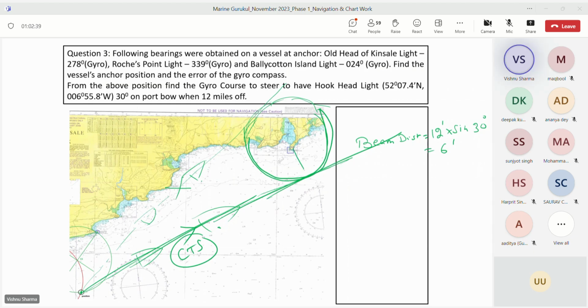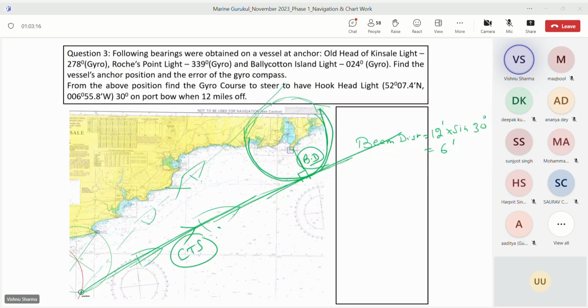Why? Because this will be the beam distance, 6 miles, and this angle is 90, so this becomes the CTS. So to plot the question, we'll go in the reverse manner. First, we will calculate the beam distance. Then we'll draw an arc of a circle with that point as center and beam distance as radius. And then we'll decide which tangent to draw from the known position. Whatever the tangent is, that direction represents the CTS required by the question.